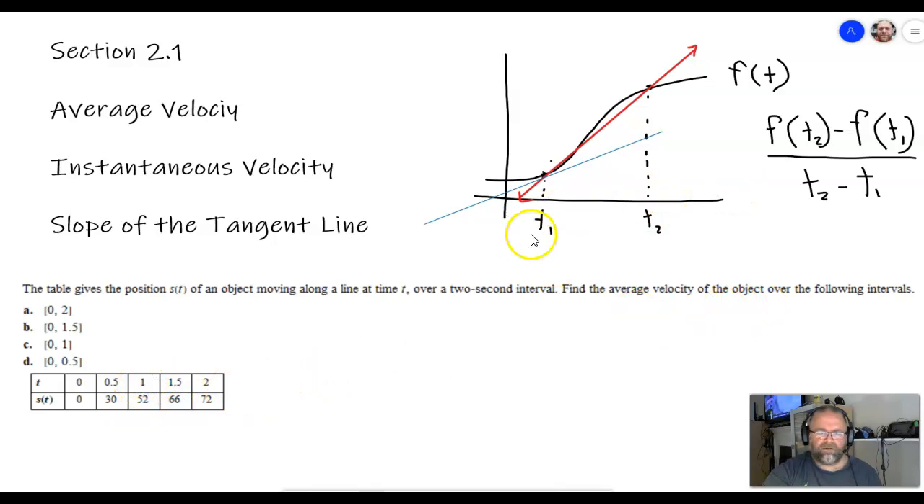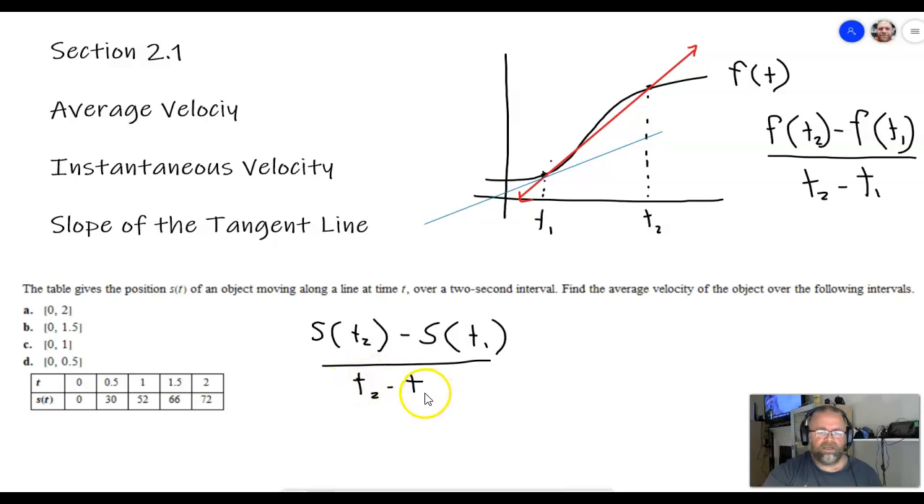So once again, we don't have a function to use, but we just have a table, but we can still do that. So remember, in this case, it will be S of t2 minus S of t1 all over t2 minus t1. All right, so at this point here, go ahead and pause the video and see if you can find out the average velocities for these 4 points, and then we'll come back and we'll do C and D. All right.